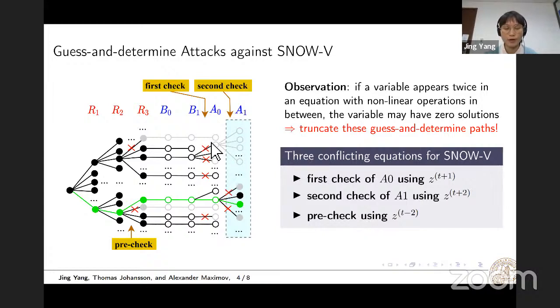As shown in the figure for the guess and determine process, for example, at this guess and determine path, we found that A0 does not have any solutions. We just don't need to go to A1. We just trace back and go to some other guess and determine path. In our paper, we carefully designed the guessing strategies to truncate as many guess and determine paths at an early stage as possible. With this idea, we were able to reduce the complexity from 2 to the power of 512 to 2 to the power of 378.